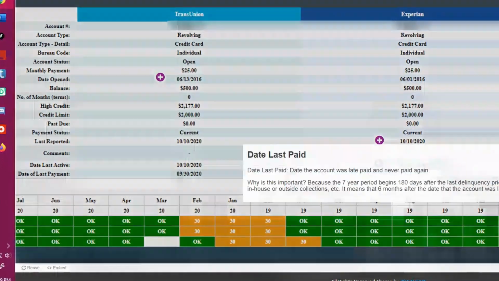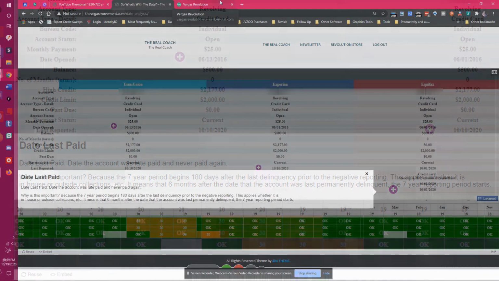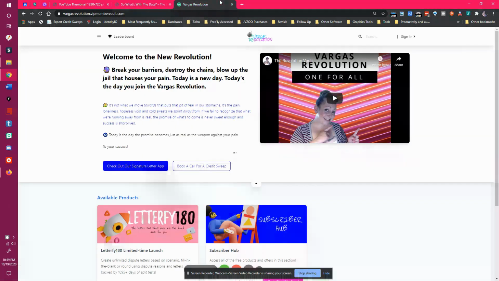All right. So this now goes to the date last paid. Now, this one is important because obviously, it's the date that the account was last paid, but it's important because the 7-year period begins 180 days after the last delinquency prior to the negative reporting. Obviously, we just went over that. So once again, this applies whether it's in-house or outside collections. So guys, this stuff matters, understanding the dates.